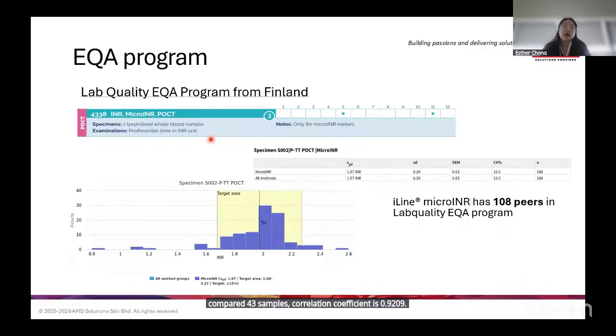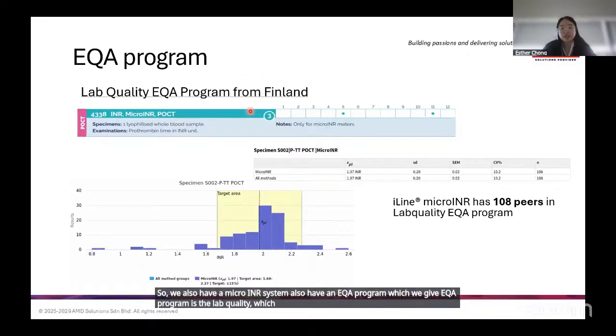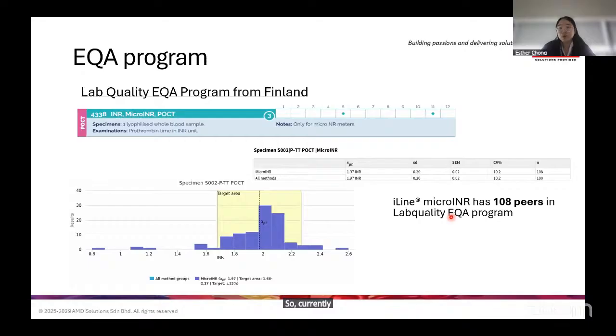The iLine Micro INR system also has an EQA program, the Labquality EQA program from Finland. The EQA program runs twice a year, in May and November. Currently, iLine Micro INR has 108 peers in the Labquality EQA system, and the CV also shows very good results.